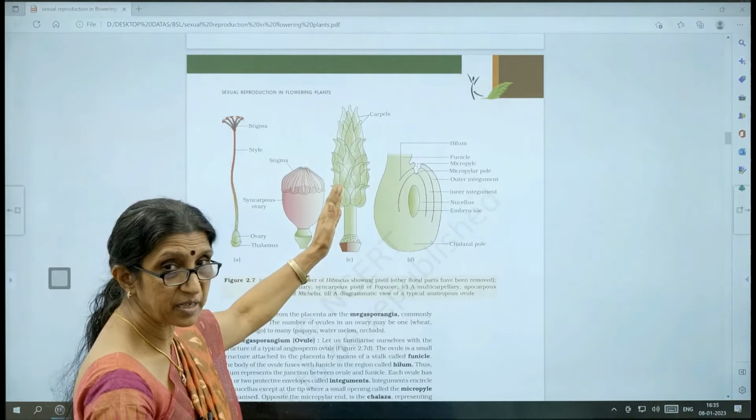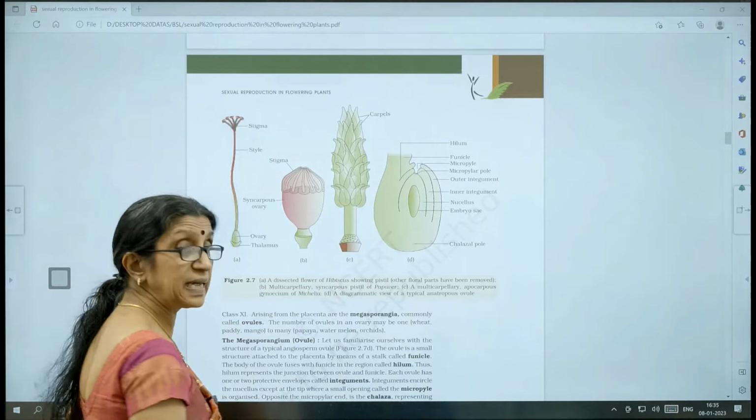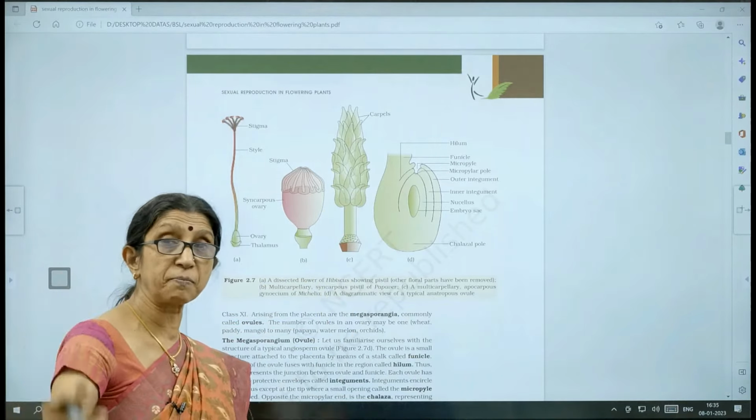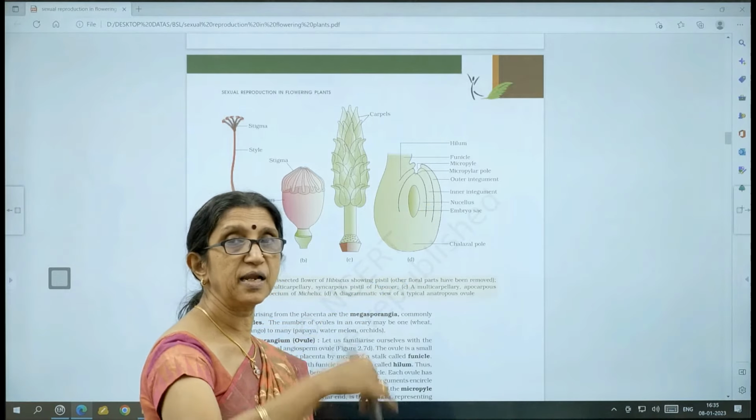And this is Michelia, that is Malayalam. It is called a chembagam. And each structure represents a carpel. It is multicarpellary and apocarpous. Apocarpous means free carpels. And this is the sectional view of a typical ovule, and it is anatropous.